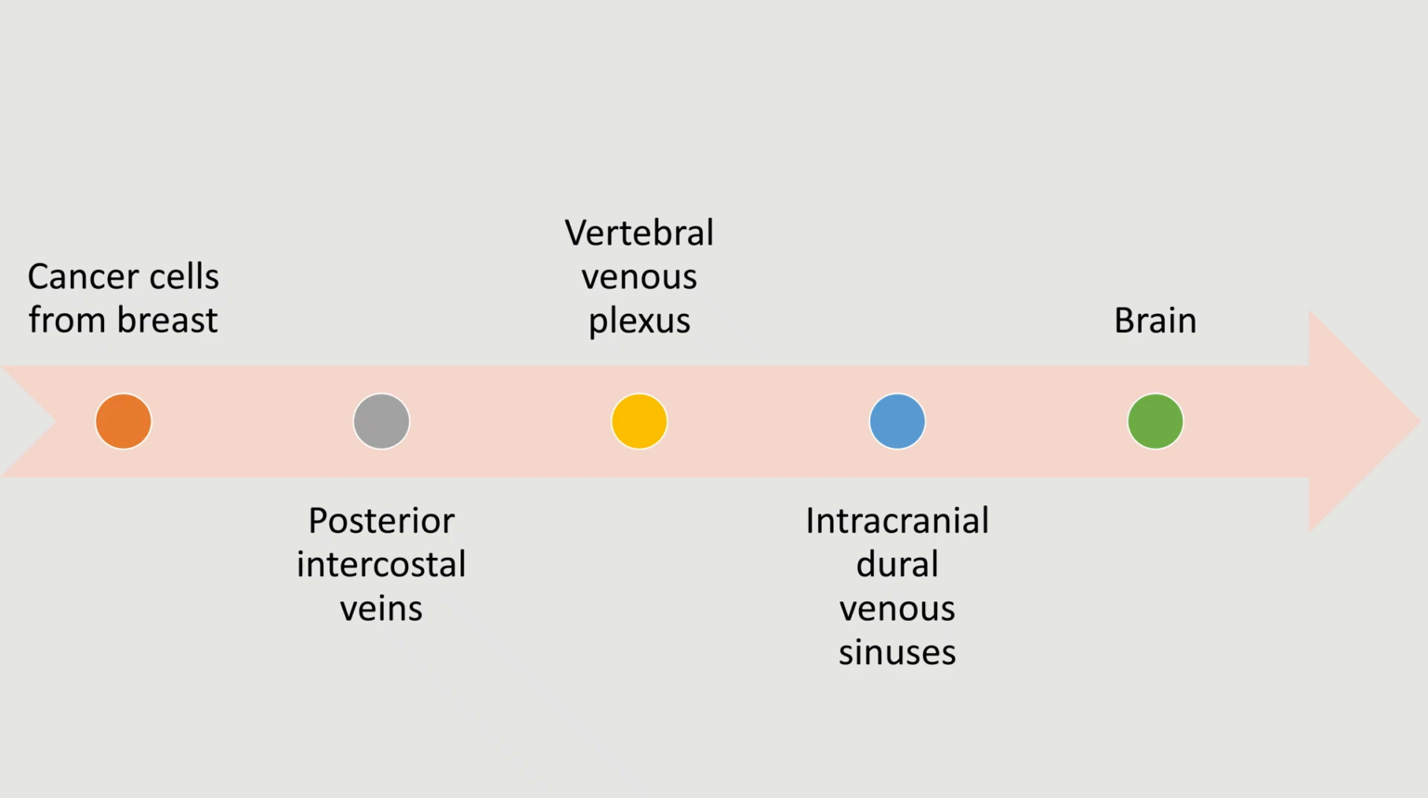They drain into the intervertebral veins, and the intervertebral veins then drain into both the external as well as the internal vertebral venous plexus, which run along the vertebrae. These plexuses are continuous with the vertebral veins, so from here the metastasis can transfer into the intracranial dural venous sinuses and then into the brain.